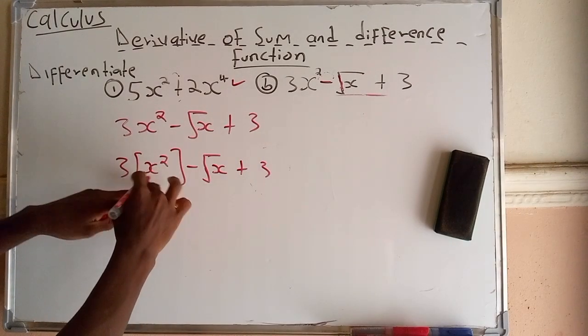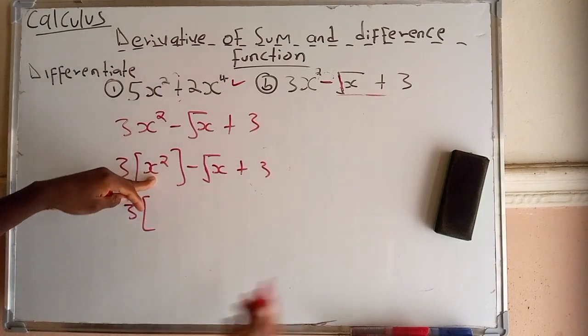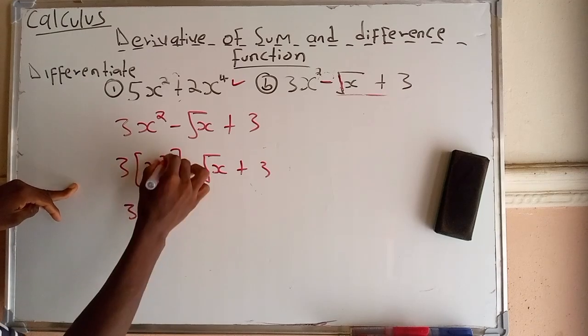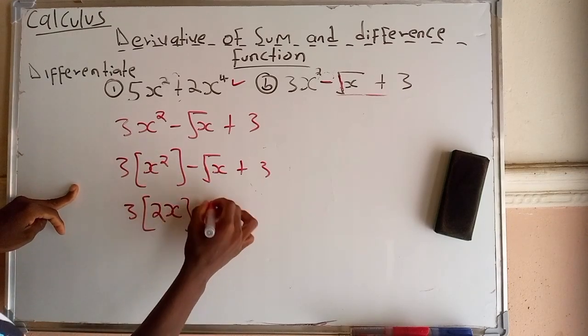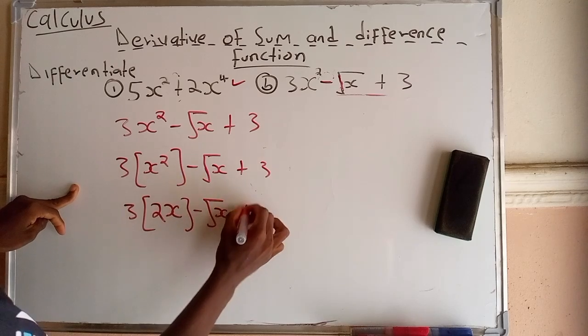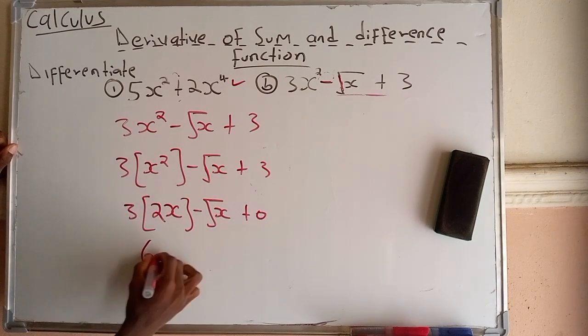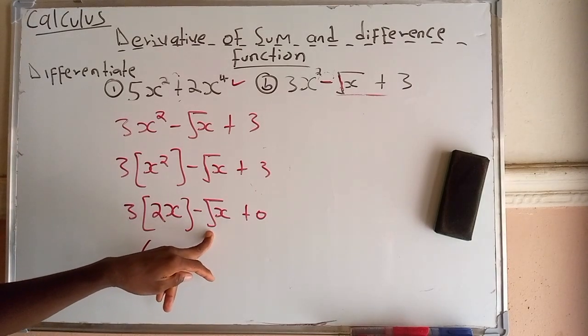Then what is the derivative of x squared? The derivative of x squared will be 2x, because the 2 comes down, our x is there, and 2 minus 1 is 1, which is the same thing as 2x. So therefore minus the derivative of square root of x, plus 0. So we have 3 times 2, which is 6x, minus the derivative of root of x.